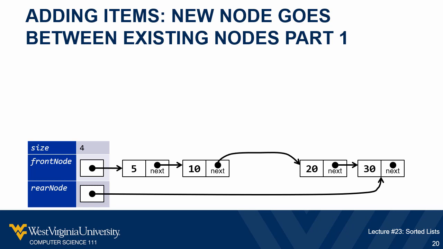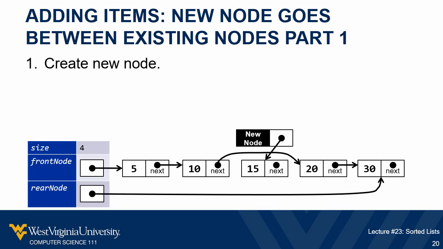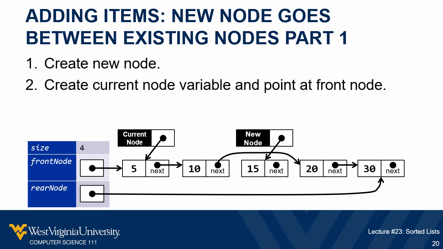Next, let's take a look at a case where we want to insert a value that will place our new node in between existing nodes that we have. So right now I've got 5, 10, 20, and 30 in my list, and I'm going to insert a new value of 15. The way this is going to work is I'm going to create a new node, and then I'll create a current node variable to keep track of where I'm at in the list, because we're going to have to iterate to find the correct location. Initially, it's going to point at the front node of the list.